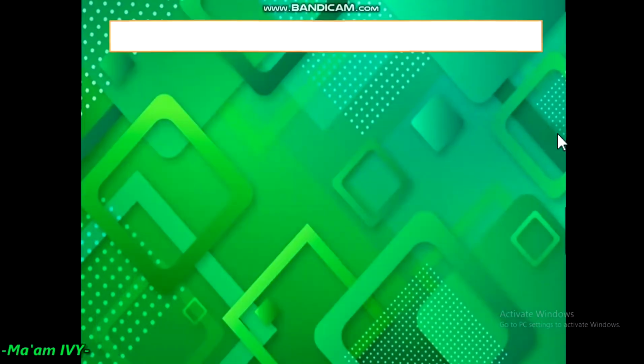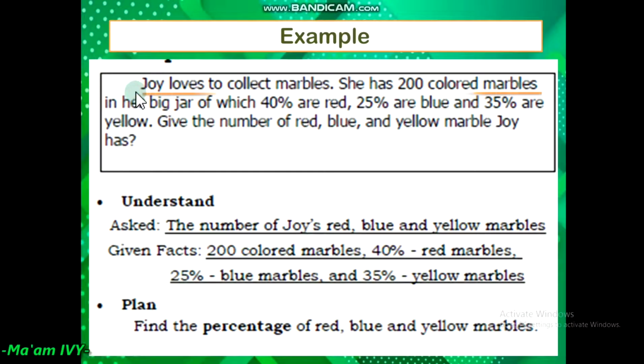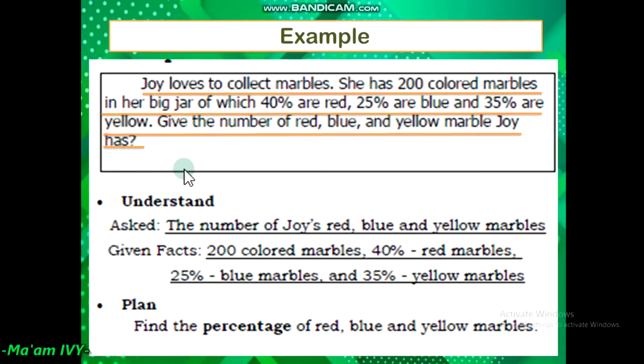So we have here our example. The problem is: Joy loves to collect marbles. She has 200 colored marbles in her big jar, of which 40% are red, 25% are blue, and 35% are yellow. Give the number of red, blue, and yellow marbles Joy has. So we are going to answer the problem, kids.